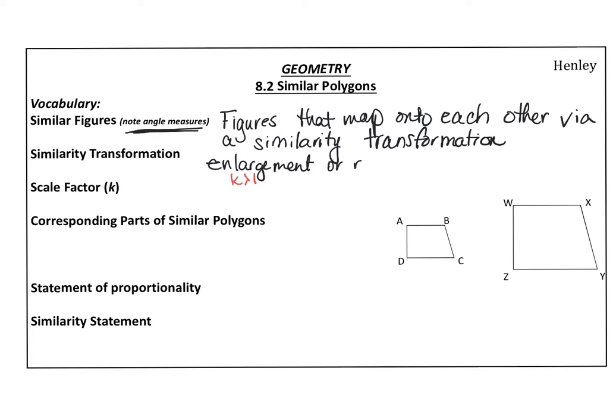Or a reduction. Now, the reduction, in order to get smaller, many people think you multiply by a negative, but that's actually not the case. You want to multiply by a number that is between 0 and 1. So any number that is between 0 and 1 will make a shape get smaller. And remember that these are dilations.